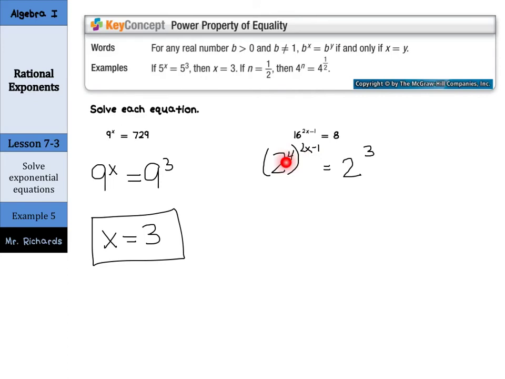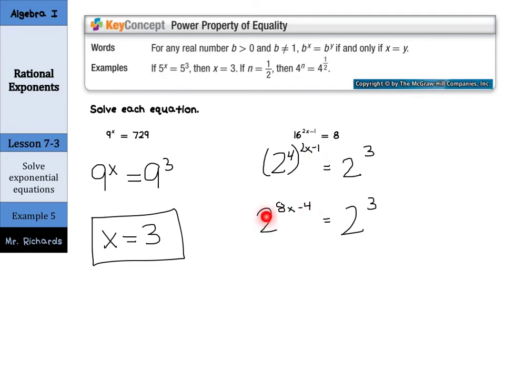Well, power to a power, we multiply the exponents. And so this is going to be 2 to the, multiply 4 times 2x, and you would end up with 8x, minus multiply 4 times the 1, and you get 4, equals 2 to the third. So what we did there, we did power times the power. 4 times 2x minus 1 is 8x minus 4.